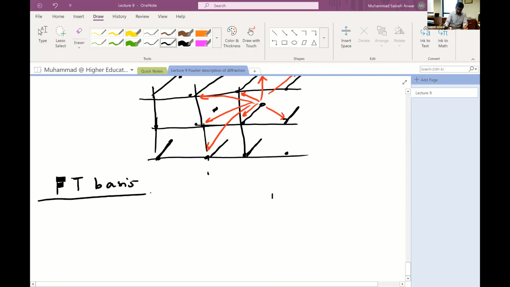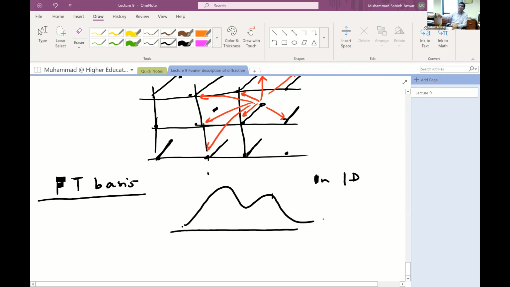So suppose I have a basis. Now the basis can be an atom. It could be a collection of atoms. It could be any motif whatsoever. Now let's go back to one dimension. Suppose the Fourier transform of the basis looks like this. Okay, one atom, I find out its Fourier transform. This is what it looks like.